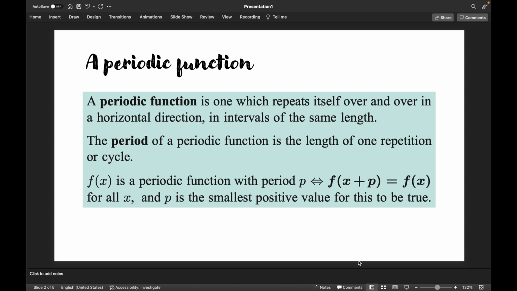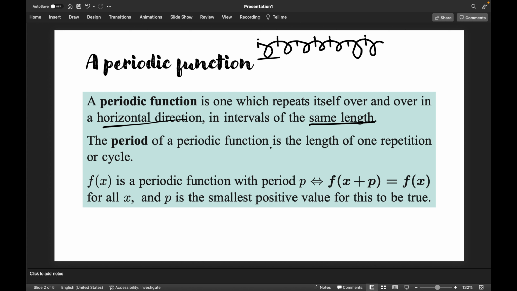A periodic function is defined as a function that repeats itself over and over in the horizontal direction in intervals of the same length. You can see this everywhere you go. So for instance, if you take a wheel, it always goes in this motion, which is a periodic function. I haven't drawn it properly, but these are supposed to be of same length and they're in the horizontal direction. This portion keeps repeating. So that's why it's a periodic function.